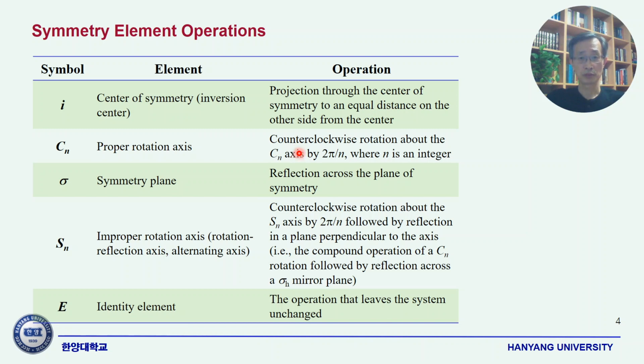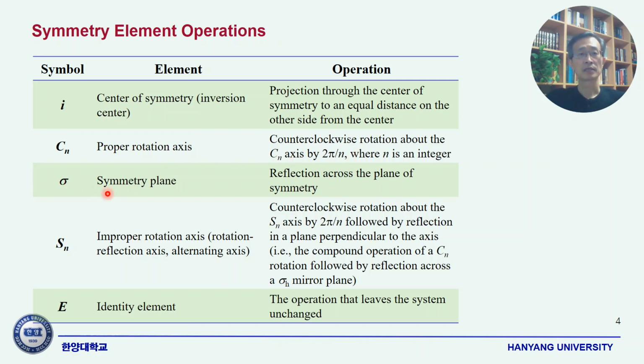So 2 pi divided by 3, or 360 divided by 3, means it's 120 degrees. Each 120 degrees of rotation, you will find the same conformation. That's the C3 axis we have seen with the methane molecule. So that's the proper rotation axis C3. So Cn is n times you will observe the same orientation of the molecule, or 360 divided by n degrees of rotation, you will find the same conformation.